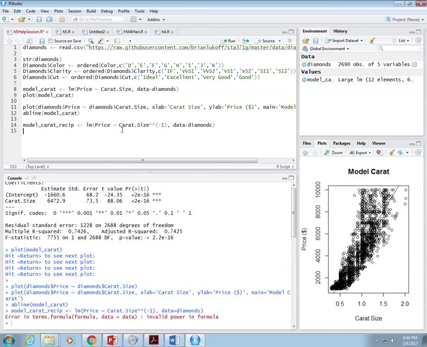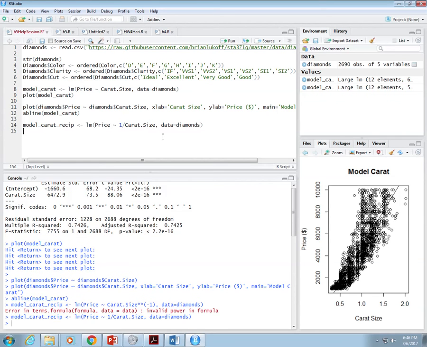And then when I run it, I get invalid power in formula. Didn't like that. Divided by carat size. Yeah, there we go. And let's see a summary of it.